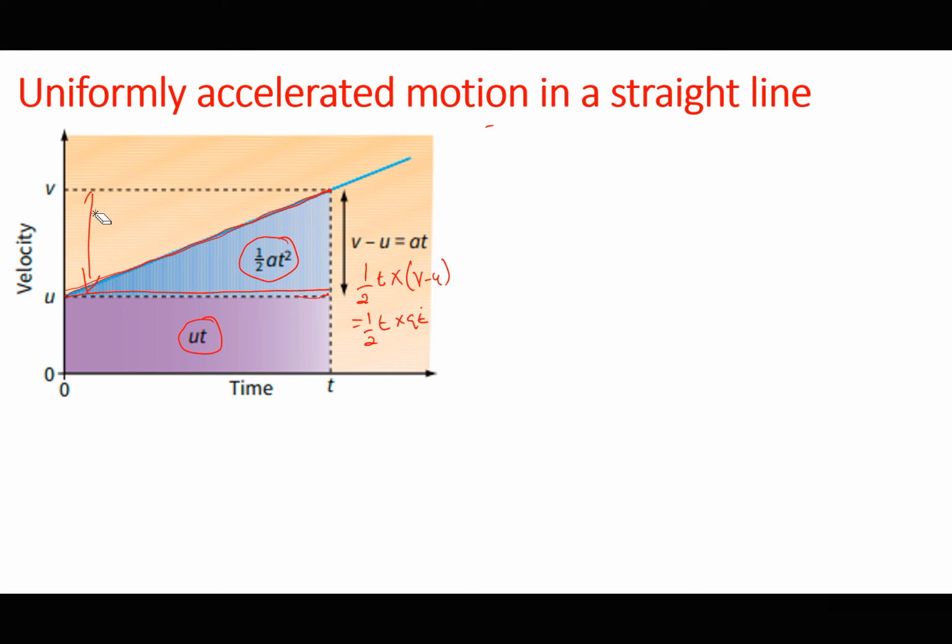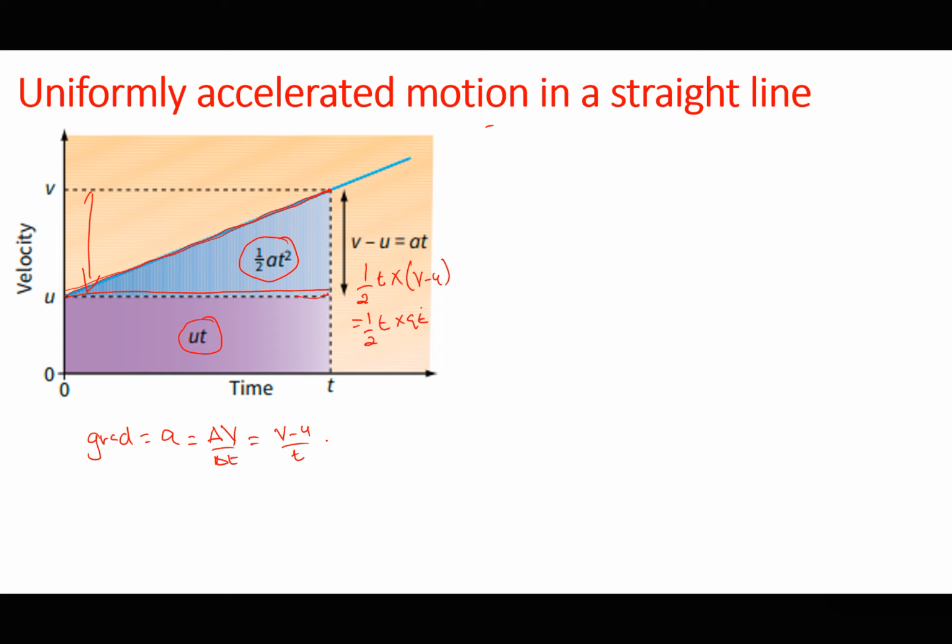If I try to find the gradient of this straight line, remember the gradient of a velocity time graph is the acceleration. So if I try to find the gradient of this line from t equals 0 to t equals capital T, the gradient is the same as the acceleration. So the gradient is going to be the change in v over the time, which will be v minus u divided by t. Of course, the gradient is the acceleration.